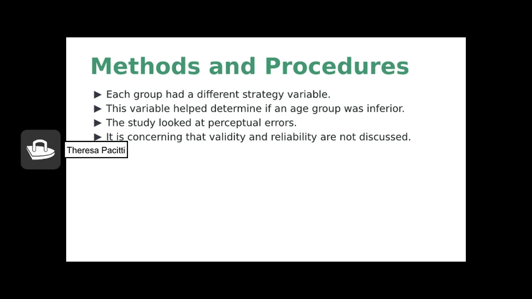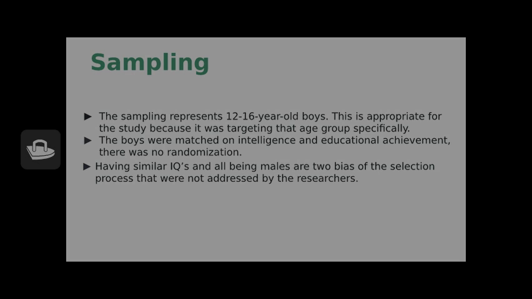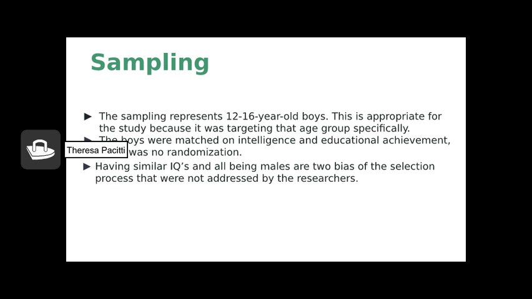Each group with a different strategy variable helped determine if the age group was inferior. We found it concerning that validity and reliability are not discussed in this study. The sampling consisted of 12, 14, and 16-year-old boys. The study targeted these age groups specifically.